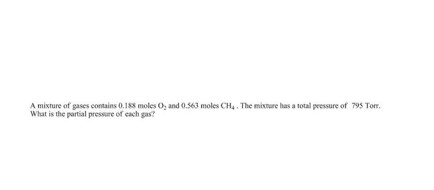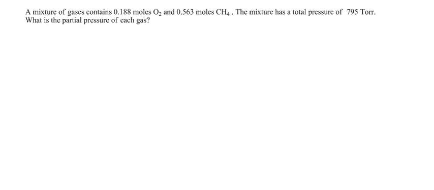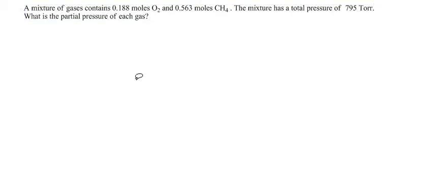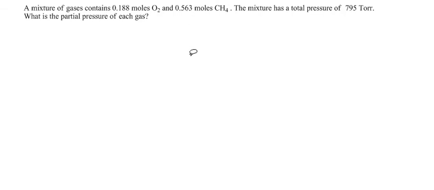I want to talk today about looking at a problem where we deal with a mixture of gases. In this particular problem, we're looking at a mixture that contains 0.188 moles of O2 and 0.563 moles of methane. And the mixture has a total pressure of 795 torr. What we want to know is the partial pressure of each gas.